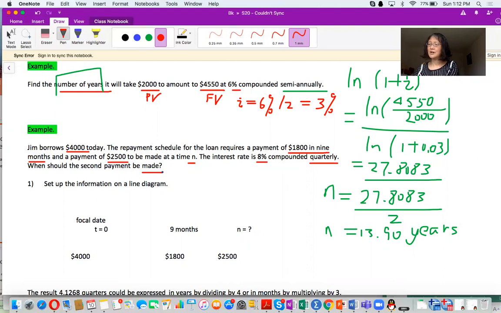So first, let's draw a diagram. The focal date is t equal to 1. At t equal to 1, you borrowed this amount, and in 9 months, you want to pay 1,800. You want to make another payment, 2,500. On what date? That is the question. After maybe 1 year or 1 year and a half, you make this payment. That is the question. What is this N?